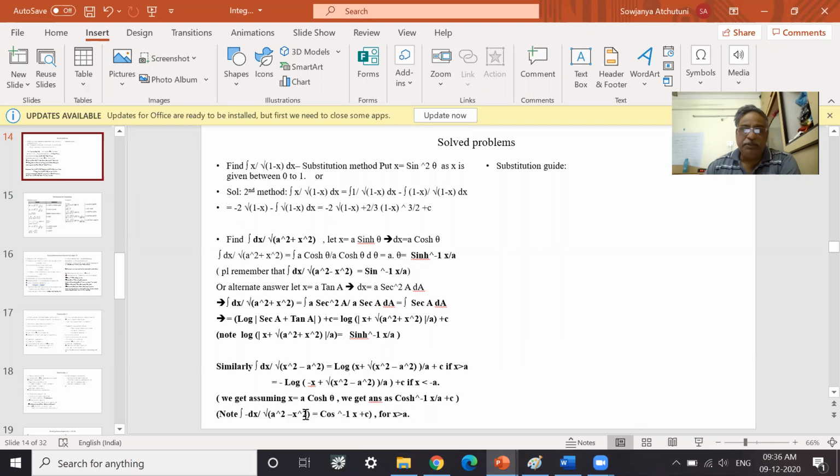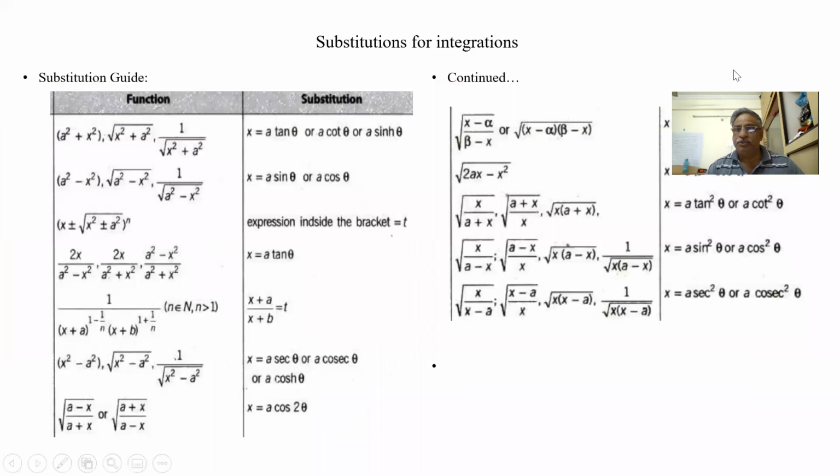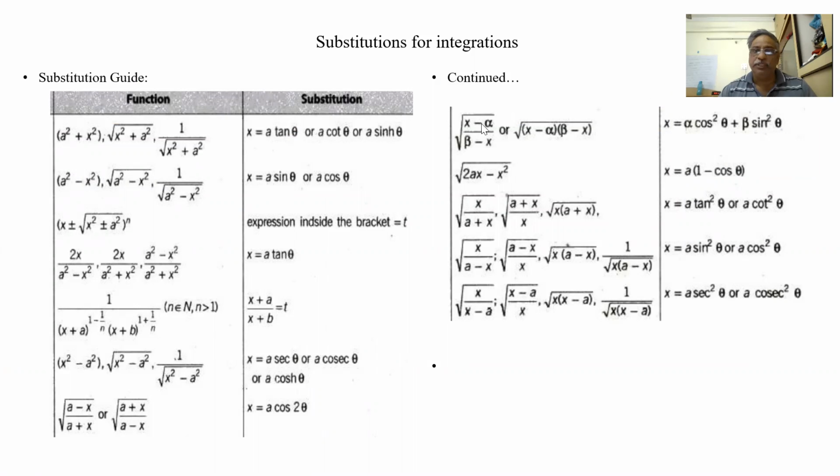So we have done up to this. Let us understand what is the substitution guide. The purpose of substitution is either to come out of the square root easily and to make the work simplified. If the case is root of a square plus x square, 1 by square root of a square plus x square.